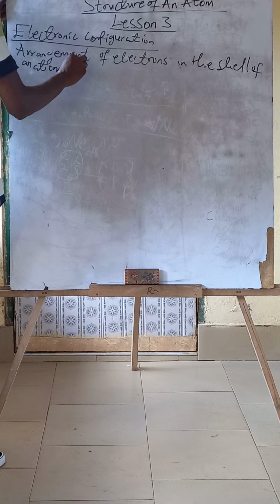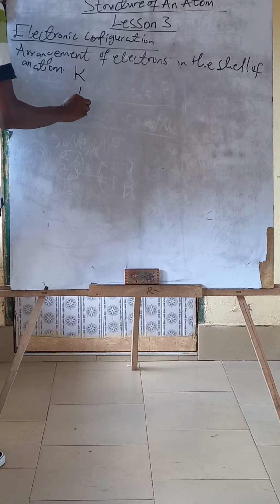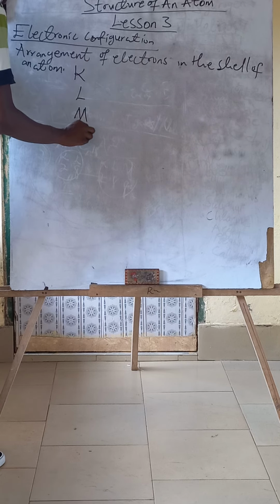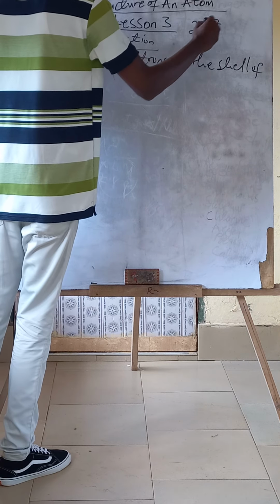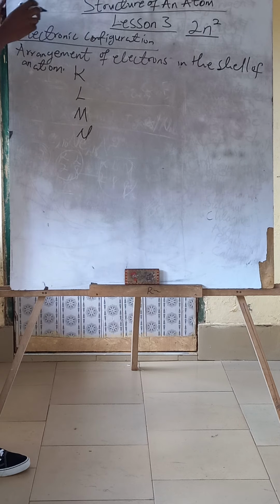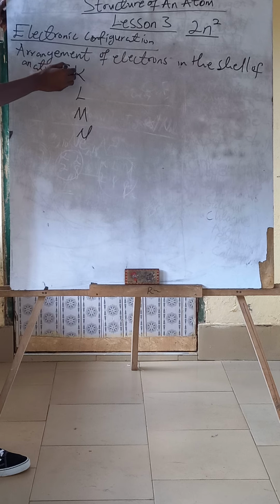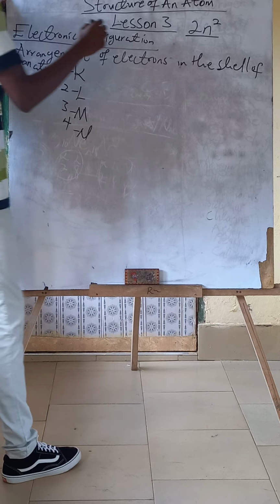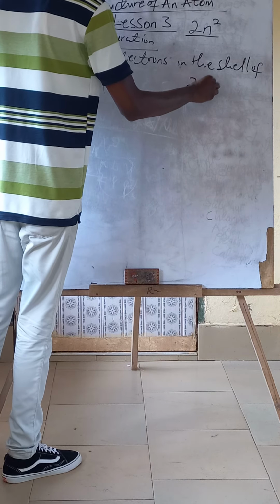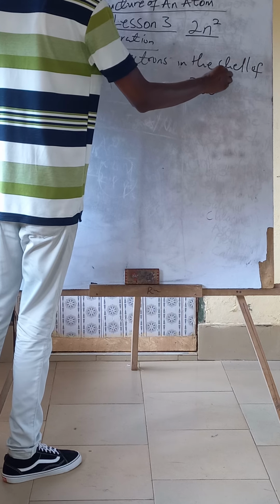And at the GHS level, we mostly deal with 4 shells: the K shell, L shell, M and N. And we have a formula 2n squared. So this is the formula that we use to determine the maximum number of electrons that each shell can hold. The K shell has a value of 1, L has a value of 2, M has a value of 3, and the N has a value of 4. So whenever you see n, you insert that value to know the maximum number of electrons that each shell can hold.